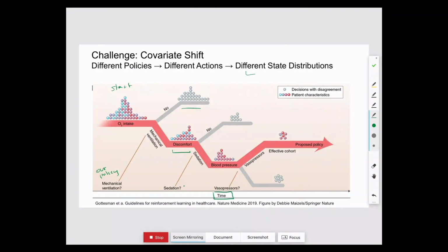That's normally part of the goal. And so that means that we end up with different state distributions under different policies. But we really care about people that look like what we would see if we were to deploy our new policy. So after we take this series of decisions, you may end up with a very small number of people that match the policy you're trying to evaluate. And in general, this drop-off can be as bad as exponential.